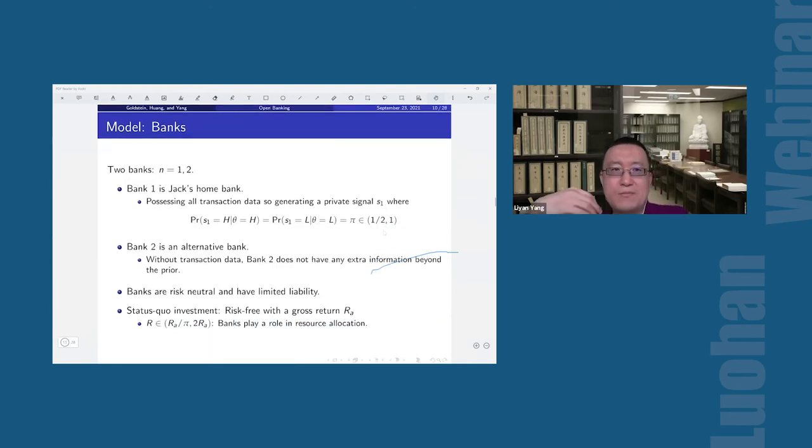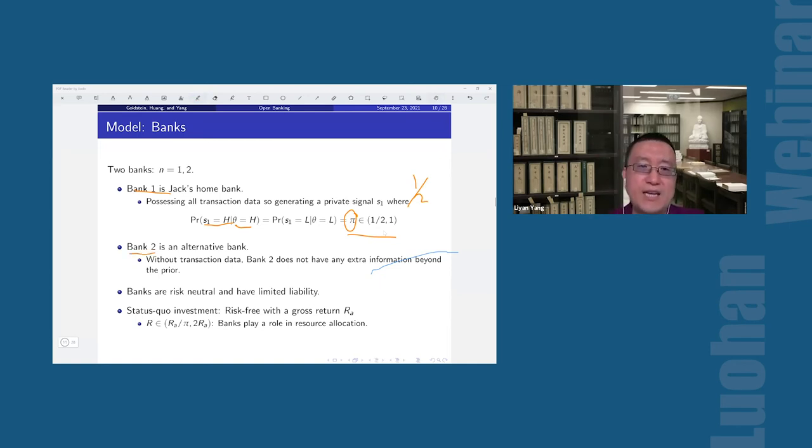There are two banks, very symmetric. It's unlike what Ian had in mind, like a traditional bank and a fintech. We are not considering that yet. But two banks, very, very symmetric. Bank one is the borrower's home bank. The home bank owns the data and can produce a conditional signal, high or low, with accuracy pi. Pi is larger than 1/2, and the prior is 1/2, so this signal is informative.